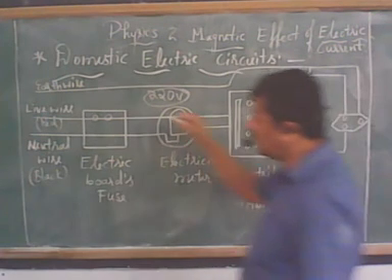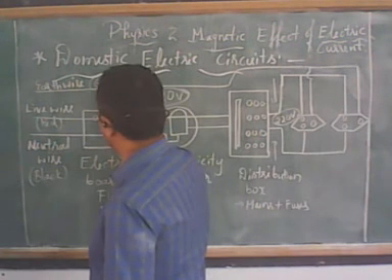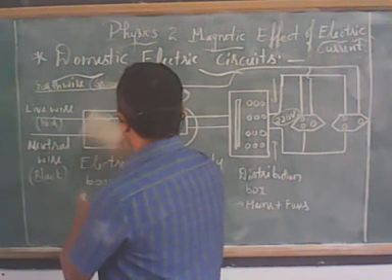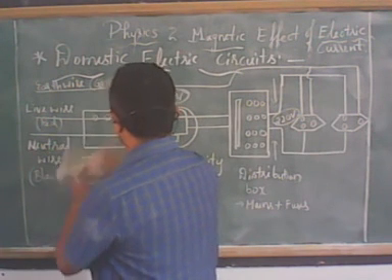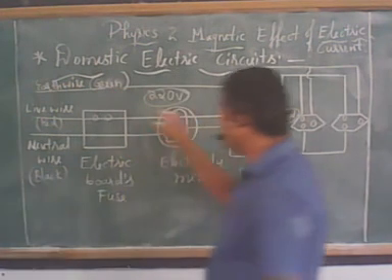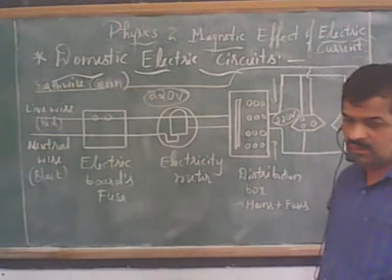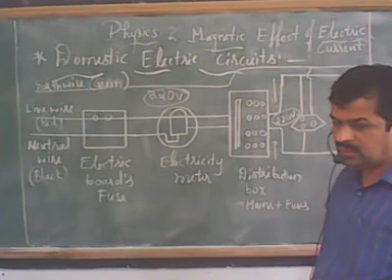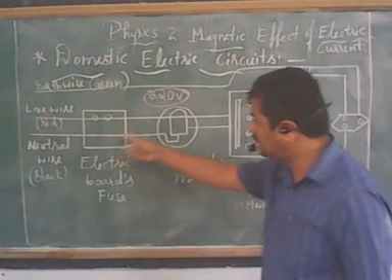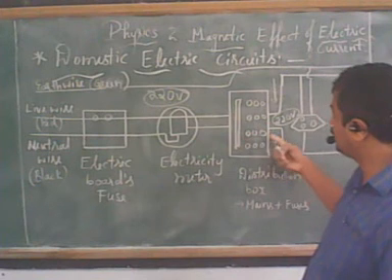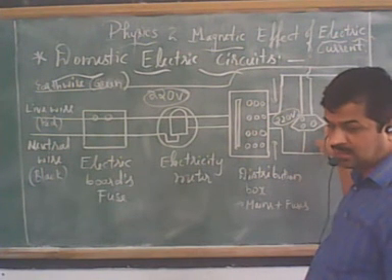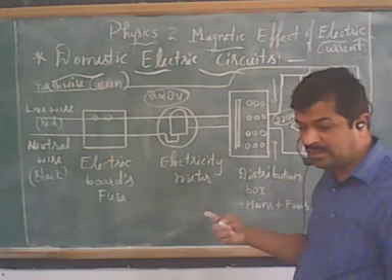And the third one, earth wire. Earth wire is in green color. It is not connected with the electric board, electric meter or distribution box. It is connected to all the home appliances, especially to the metal body.